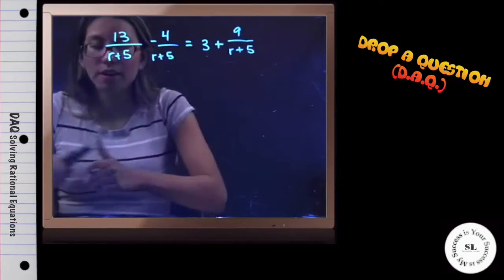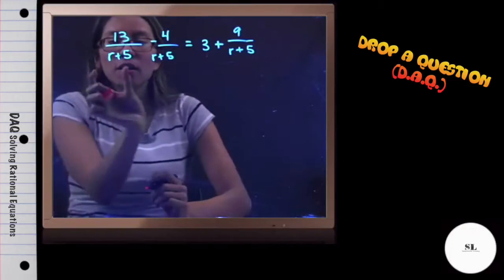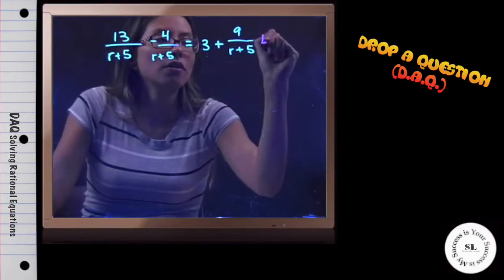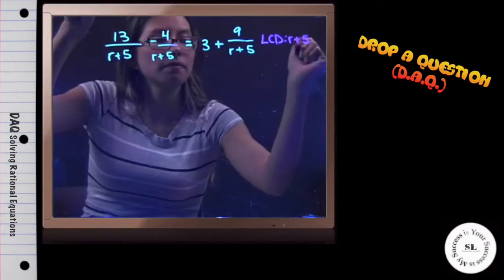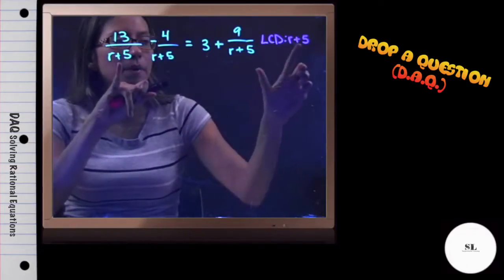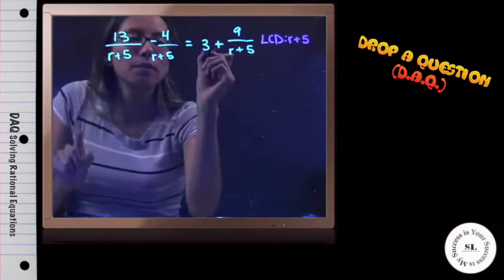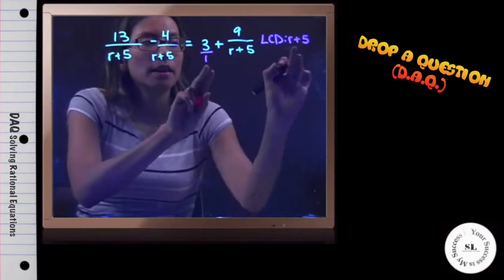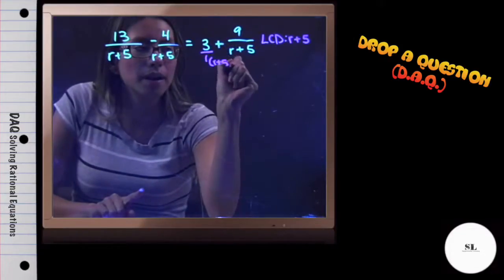When solving rational equations, we want to find the LCD of all the terms. In this case, we have 4 terms, 1, 2, 3, and 4. And the LCD for all of these would be r plus 5. Now that I know the LCD, I want to make sure that when I'm comparing them, the 3 is missing r plus 5. In a sense, you can imagine it as 3 over 1. So to make sure this denominator is equal to the LCD, I need to multiply by r plus 5 to the top and bottom.